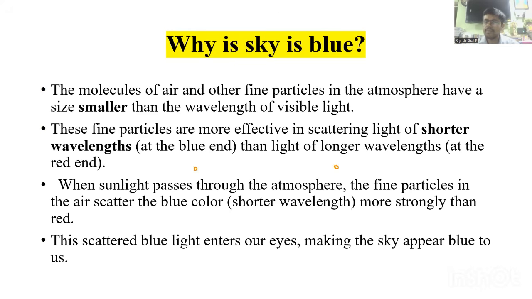In your own words: the molecules in the air and fine particles in the atmosphere are smaller than visible light, very small. These fine particles in the atmosphere are effective in scattering whom? They will scatter the shorter wavelength blue color. They will not scatter red color because red has a long wavelength. It will go very, very far. It will not dash them. Who will dash these fine particles? The blue light will dash. So dashing, scattering, Tyndall effect.